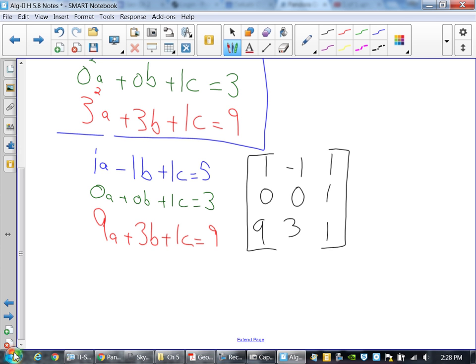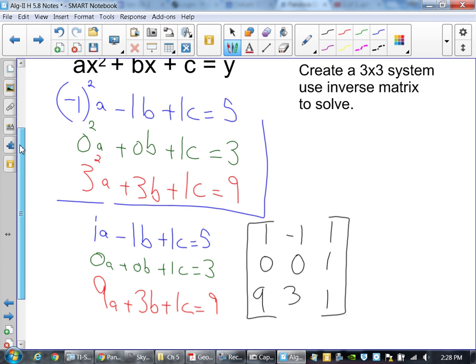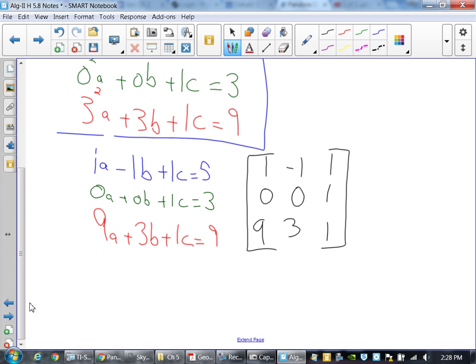You can put right if you want. Be careful though, Hopworth. Sometimes people will mess up the -1 squared. They'll accidentally write -1 because they'll get the wrong buttons. Just be careful with your negatives. Now remember, when we use inverse matrices, we're going to go to the -1 power, and then we multiply that by our answers. 5, 3, 9.